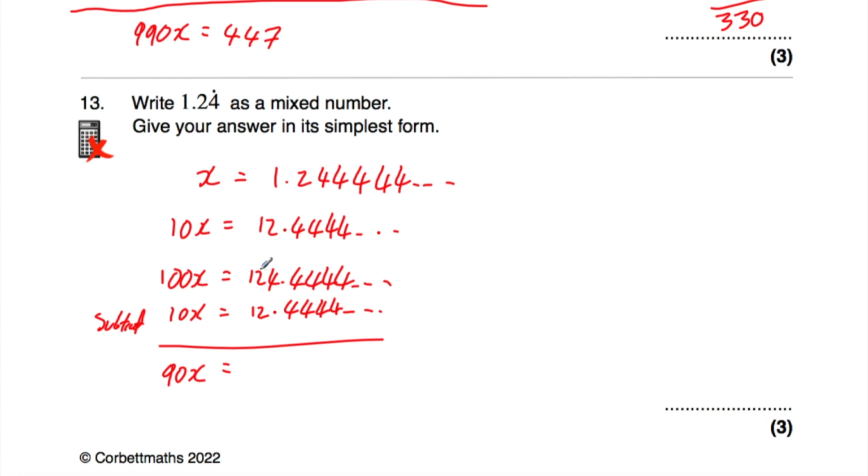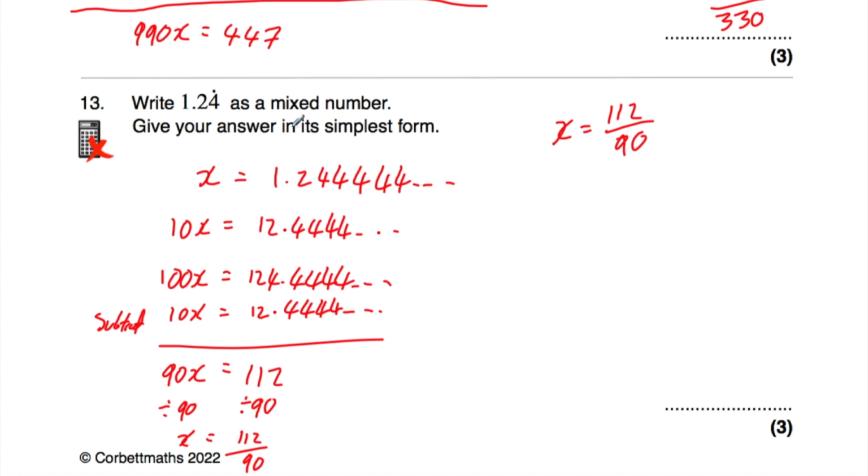And on the right hand side, we had 124.444. We're taking away 12.444. Well, the decimal bits are all going to become zeros, so that's just going to disappear. So we're left with 124, take away 12, so that would be 112. So we've got 90x equals 112. Now, if we divide by 90 and divide by 90, we would get on the left hand side x, and on the right hand side we'd have 112 divided by 90, so that's 112 over 90. So it means that x is equal to 112 over 90.